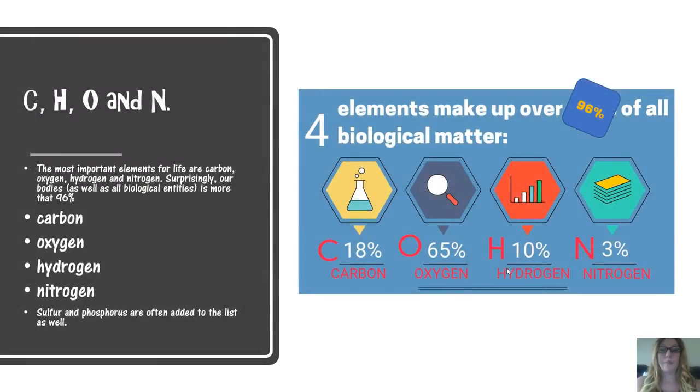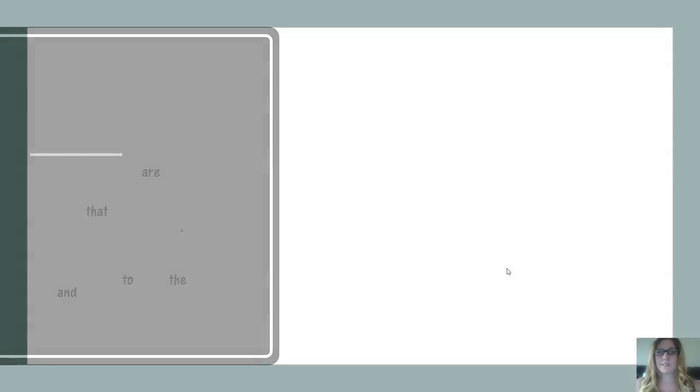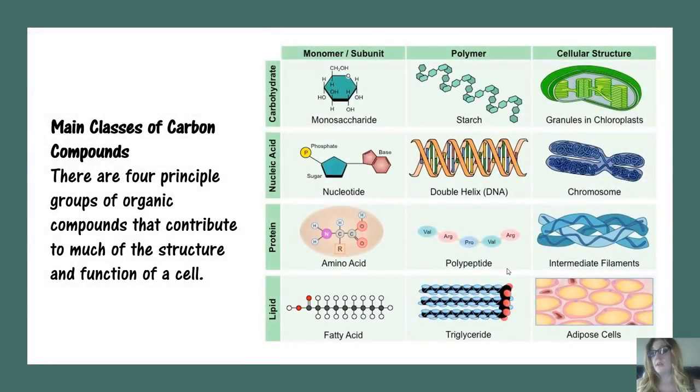Okay. All right. So, surprisingly, about 96% of all living matter is made up of just simply carbon, oxygen, hydrogen, and nitrogen. Sulfur and phosphorus come in at a very close second to these. So it's pretty amazing that we can get such a wide variety of our macromolecules and cellular components with so few elements. So there are actually four principal groups of organic compounds that contribute to almost all of the structures of the cell. And those go back to, again, our carbohydrates, our nucleic acids, our proteins, and our lipids, once again.